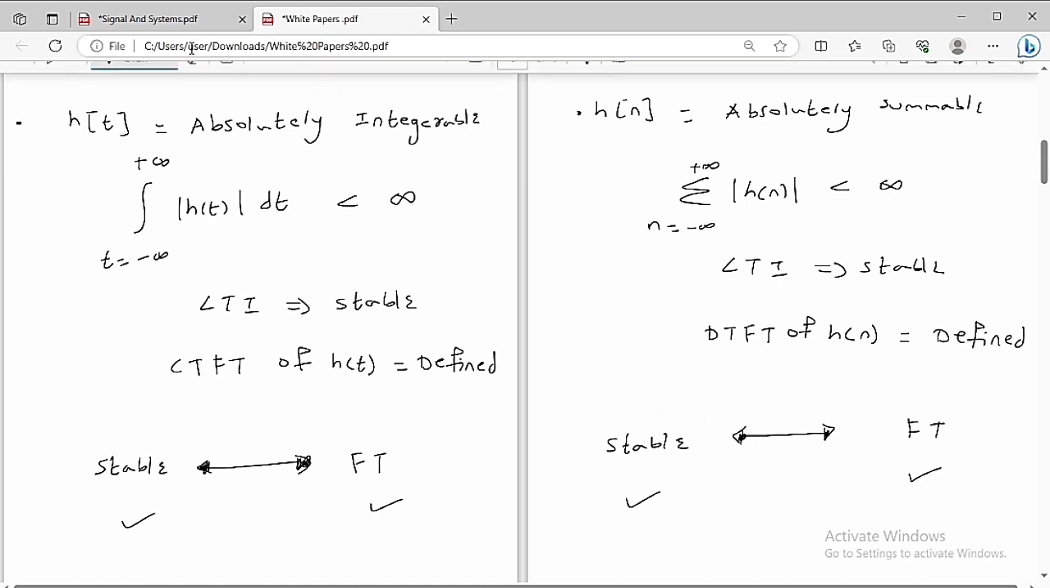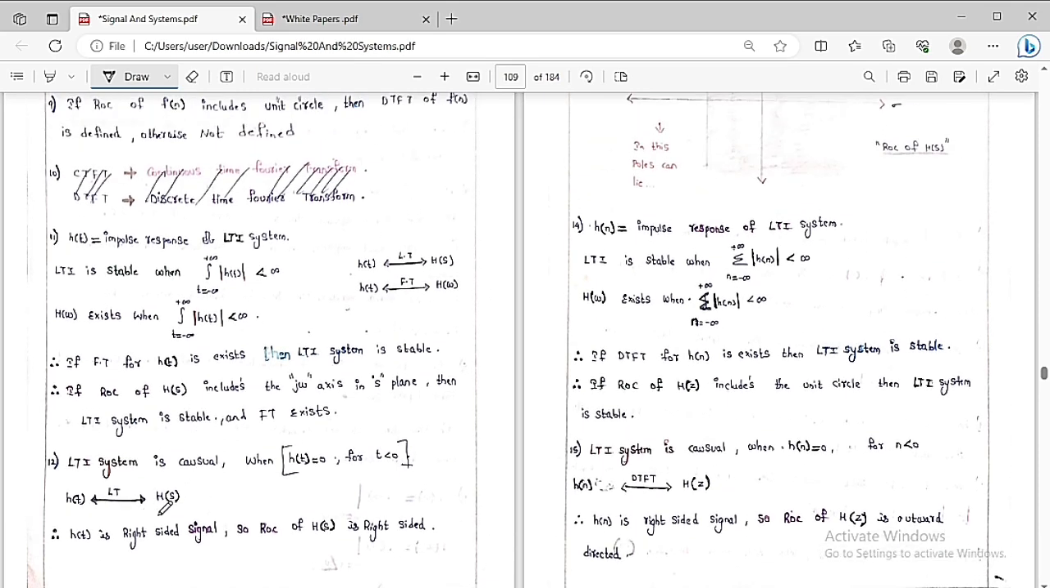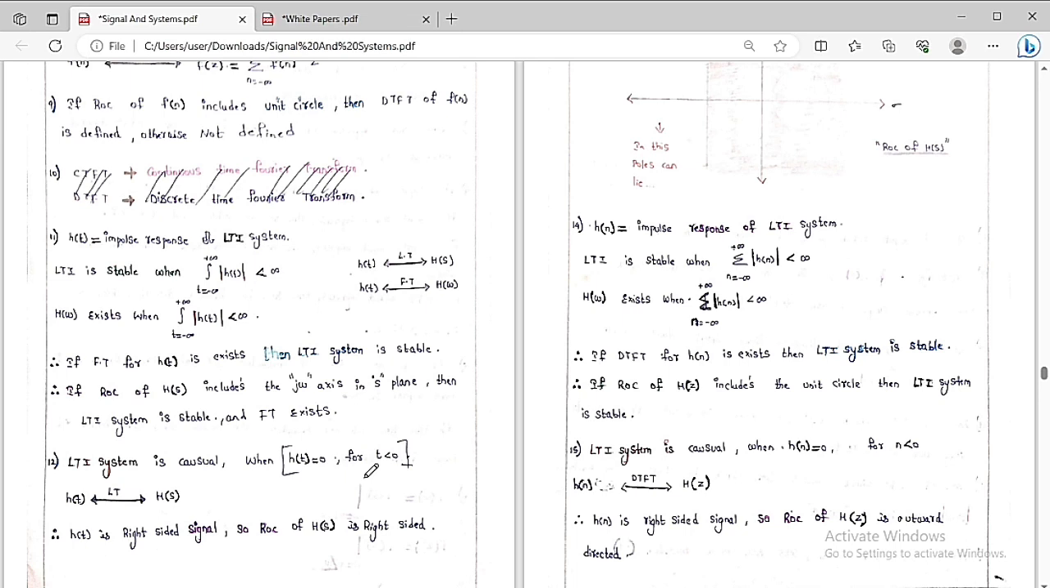So this is what I can easily say from this one. Now the next thing I can say is that an LTI system is causal when h of t is equal to 0 for t less than 0. I have already told you the meaning: an LTI system is said to be causal when h of t is equal to 0 for t less than 0, because the present output is independent of the future values of the input. Then only we can say that the LTI system is said to be causal.